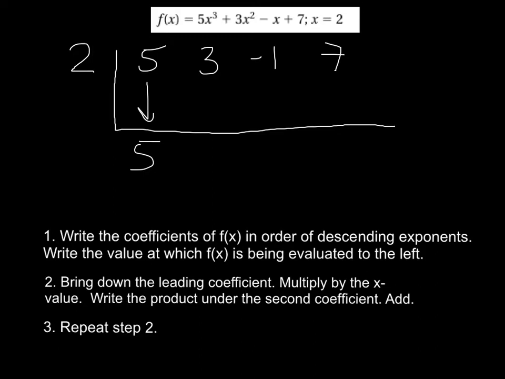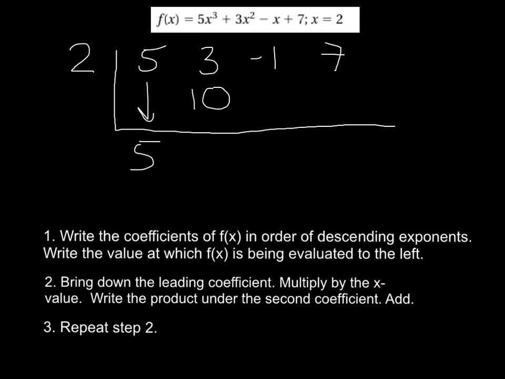The second part of step 2 says to multiply by the x value. We're going to take the number that's underneath the bracket here and multiply that number by this x value. 5 times 2 gives us 10. And if we look back at step 2, we write the product under the second coefficient. So we're going to write the 10 right underneath the 3, which is our second coefficient. And the very last part of step 2 says to add.